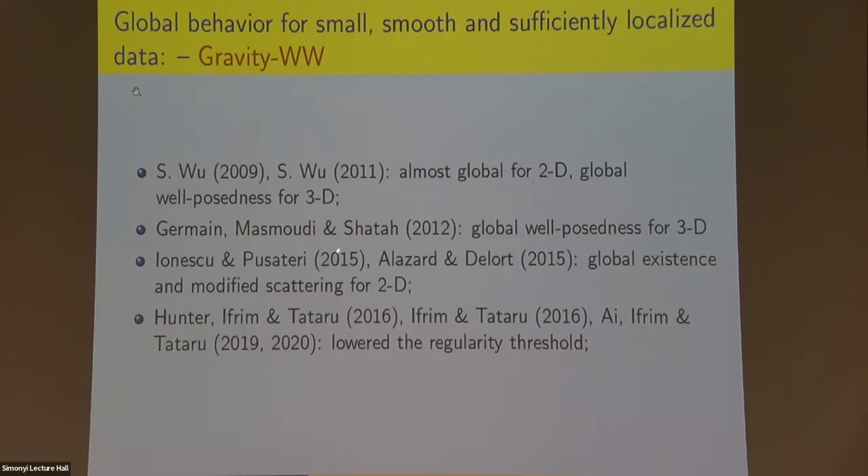In all these earlier works, a crucial assumption is that the data is smooth, sufficiently smooth, so that many orders of derivatives are small. Also, the data decays fast enough at infinity. Later on, Hunter, Ifrim, Tataru, and some collaborators lowered the regularity threshold, and there is actually a lot more work after that, also trying to relax the decay assumption at infinity and seeing less decay but shorter time existence, like playing with the decay rate and the existence time.